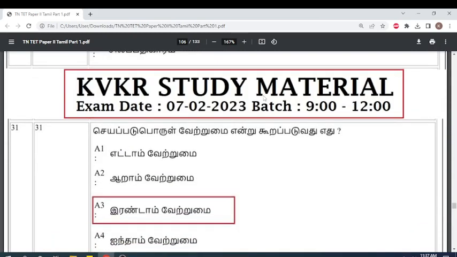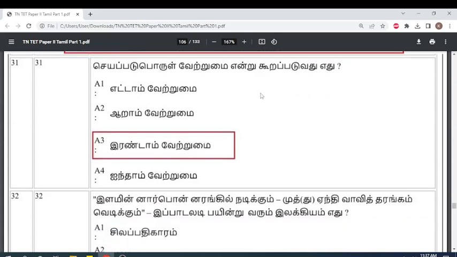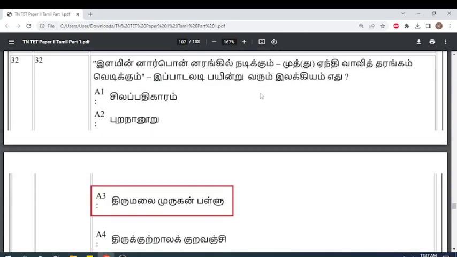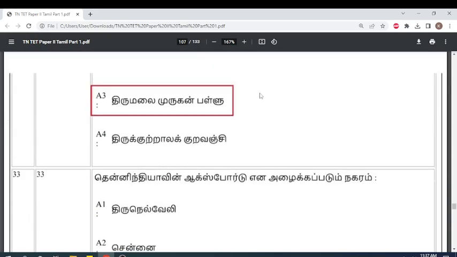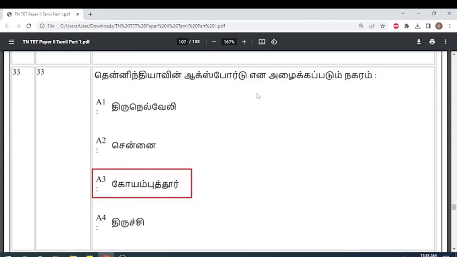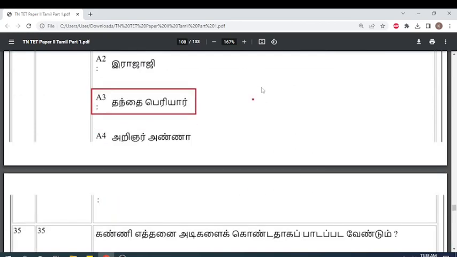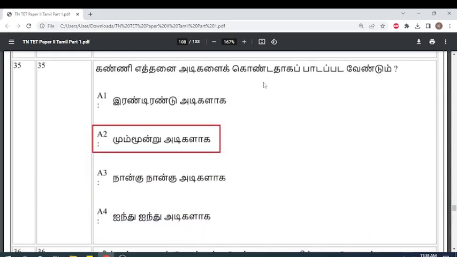Next, the General Renderer I morning batch tentative answer key part. 31 question or answer A3. 32 question or answer A3. 33 question or answer A3. 34 question or answer A3. 35 question or answer A2.